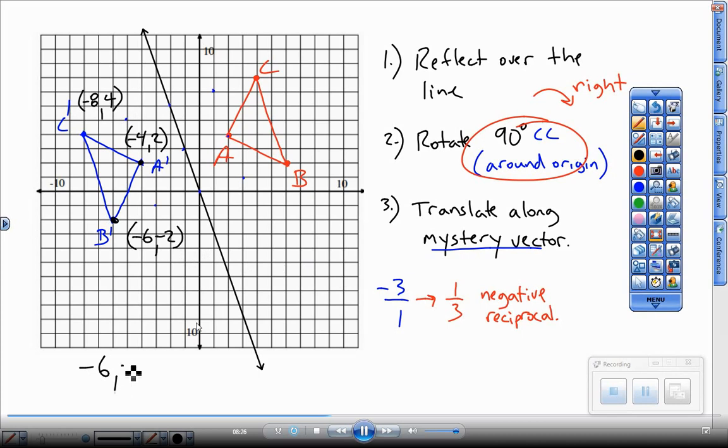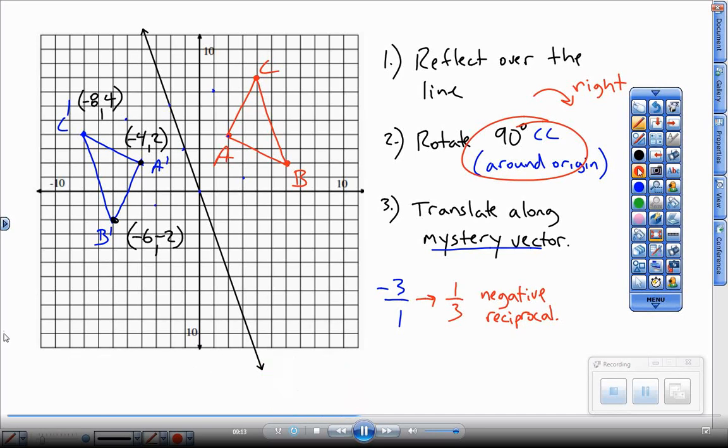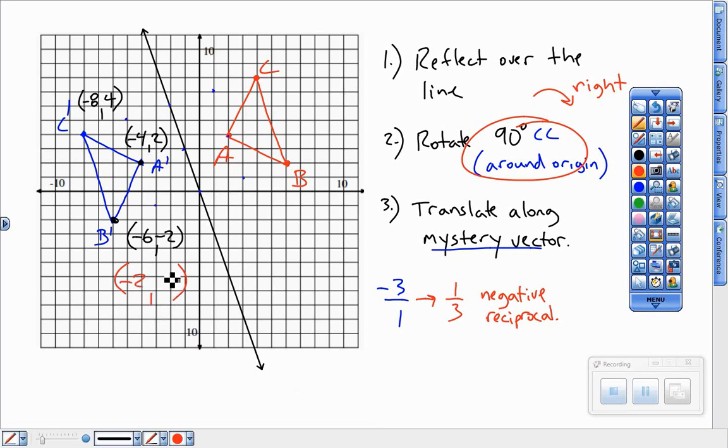So here I go. Negative 6, negative 2, I'm going to flip the points around to negative 2, negative 6, and then that right one becomes opposite. So the opposite of negative 6 is 6. So the true rotated point becomes negative 2, positive 6. Flip it, make the right one opposite of what it was. So if I write those all out, I want you to list them and then plot it. Be precise. So this one becomes negative 2, 6. That's going to be the new rotated point.